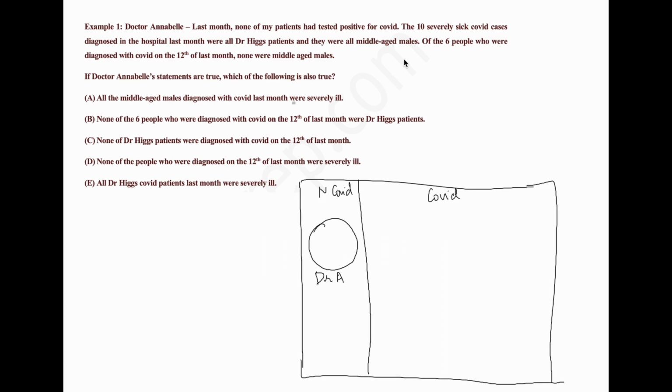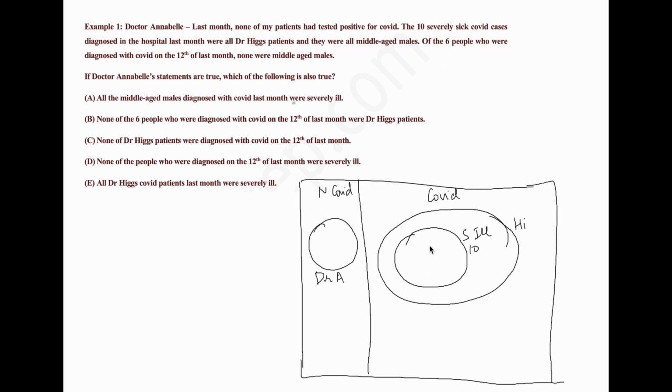We can say this is Dr. A's circle. The 10 severely sick COVID cases, diagnosed in the hospital last month, were all Dr. Higgs' patients. So then, this is the circle of severely ill patients, and they were 10 in number, and all of them belong to Dr. Higgs. So that means this is a subset of all the patients of Dr. Higgs. Of course, there could have been some other patients of Dr. Higgs as well. So we cannot say that this circle itself is all the patients of Dr. Higgs, right? Dr. Higgs' circle could have been bigger than that.